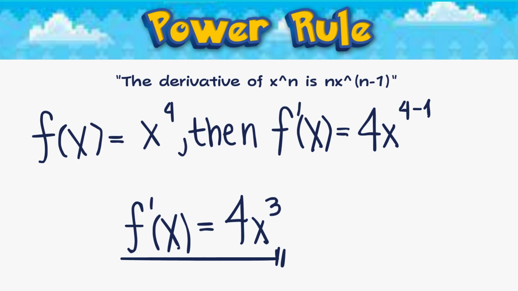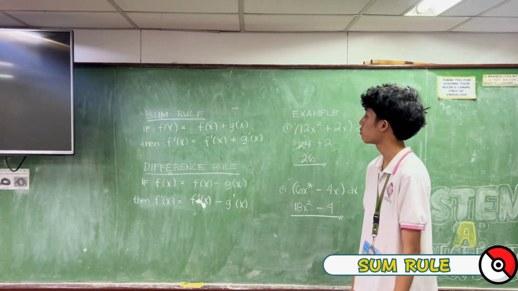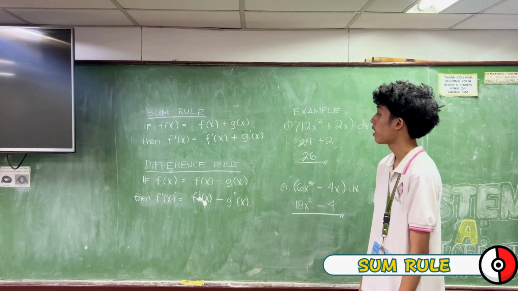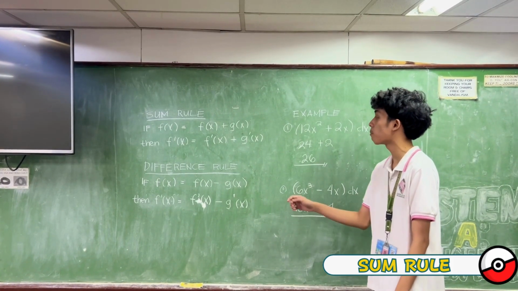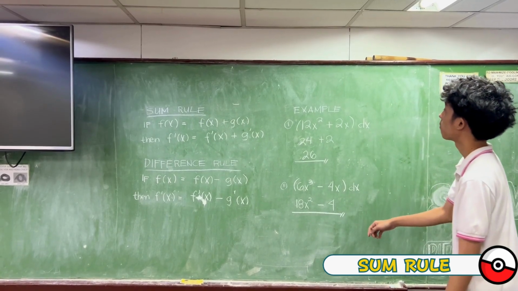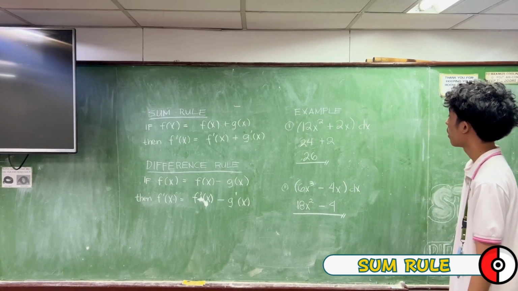Now, let's move on to the next rule. In the sum rule, if f of x is equal to f of x plus g of x, then f prime of x is equal to f prime of x plus g prime of x. Now, for the first example, we have 12x squared plus 2x.